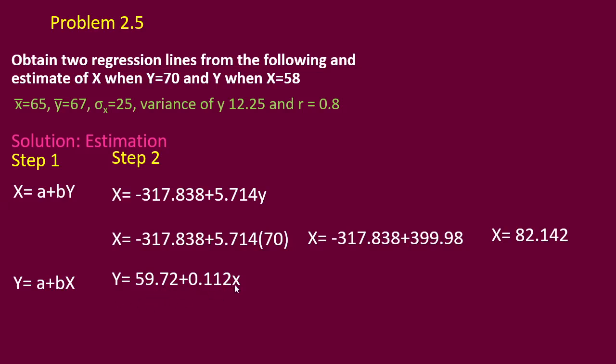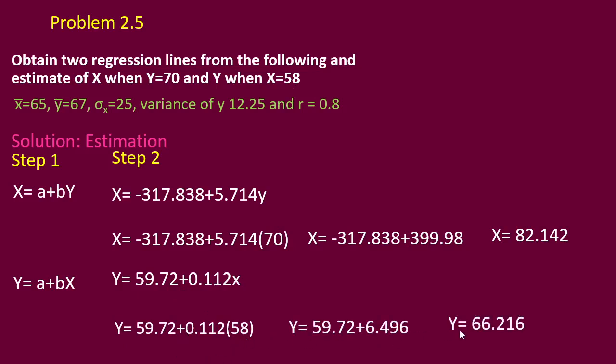So here we'll replace this x by the value given here. Find, estimate x when y equals to 70 is over. We have already solved this one. Estimate y when x equals to 58. So I'll replace this x by 58. So y equals to 59.72 plus 0.112 into 58. So just simplify this one and I'll get the value of y is 66.21.